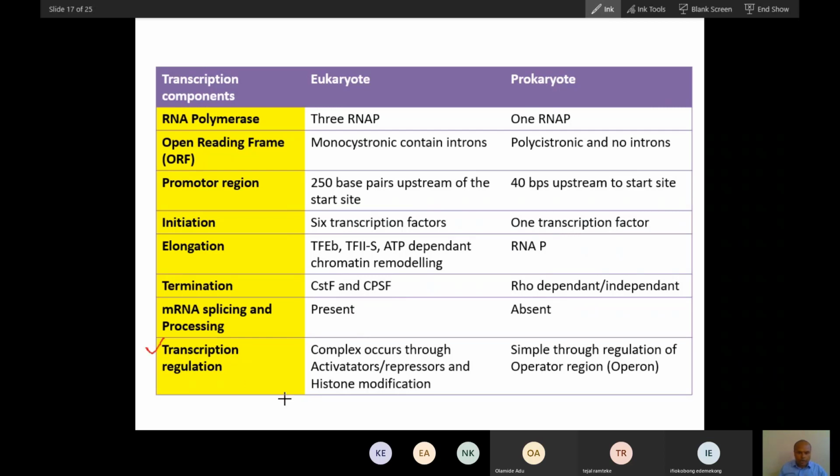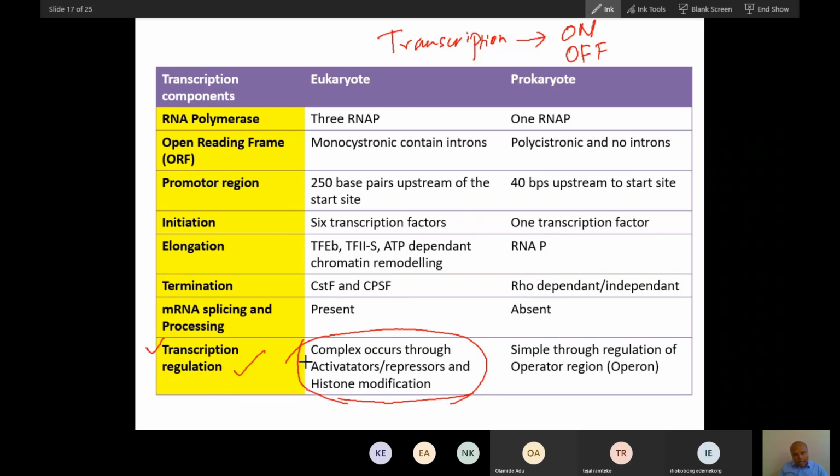Now, transcriptional regulation. The regulation is very complex. So what is transcriptional regulation? Transcriptional regulation is switching the transcription on, and transcription can also be switched off. This process is called transcriptional regulation. In eukaryotes, it is done by a complex mechanism of activators and repressors, and there will be histone modification. Here, simple operons are there.